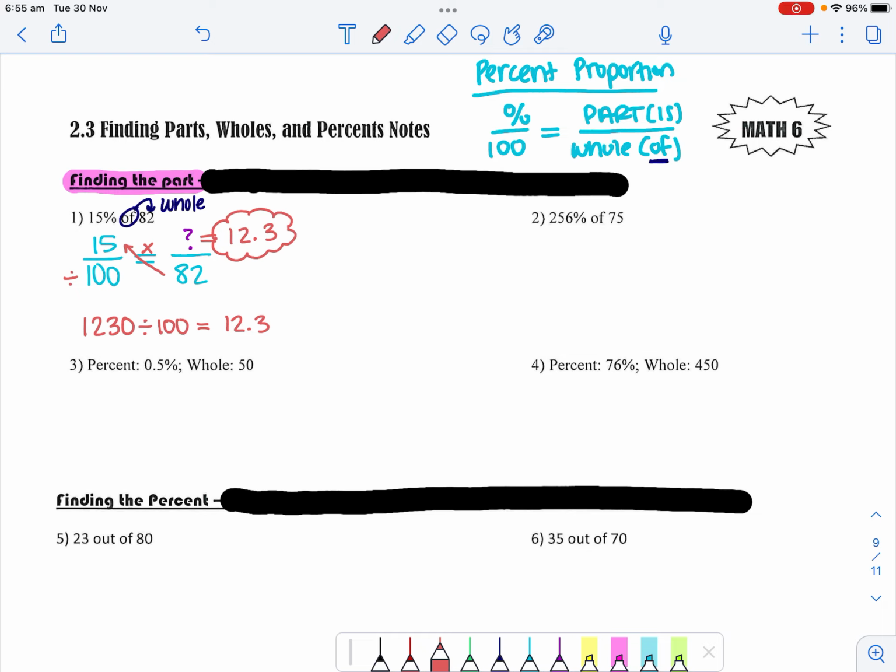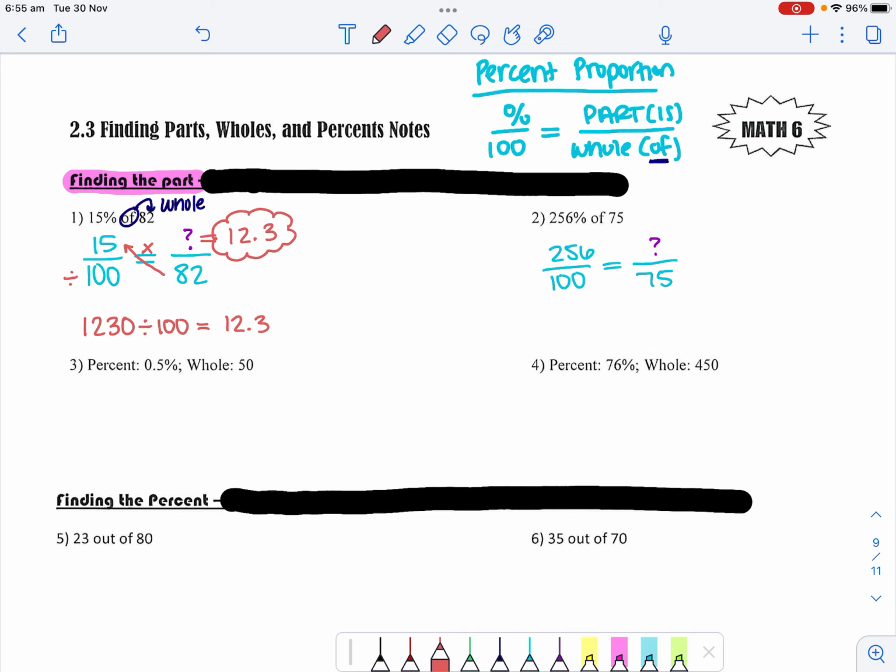Number 2 says 256%. Now I know when we did percents bigger than 100, we dealt with them a little bit differently. We changed them into mixed numbers instead of improper fractions. But for the percent proportion, we're going to roll with percents are over 100. So this is going to be 256 over 100 is equal to, and again, this of means that 75 goes on the bottom. And I'm going to have my question mark on top. The question mark is in the same spot. I'm finding how much of 75 this 256% is.